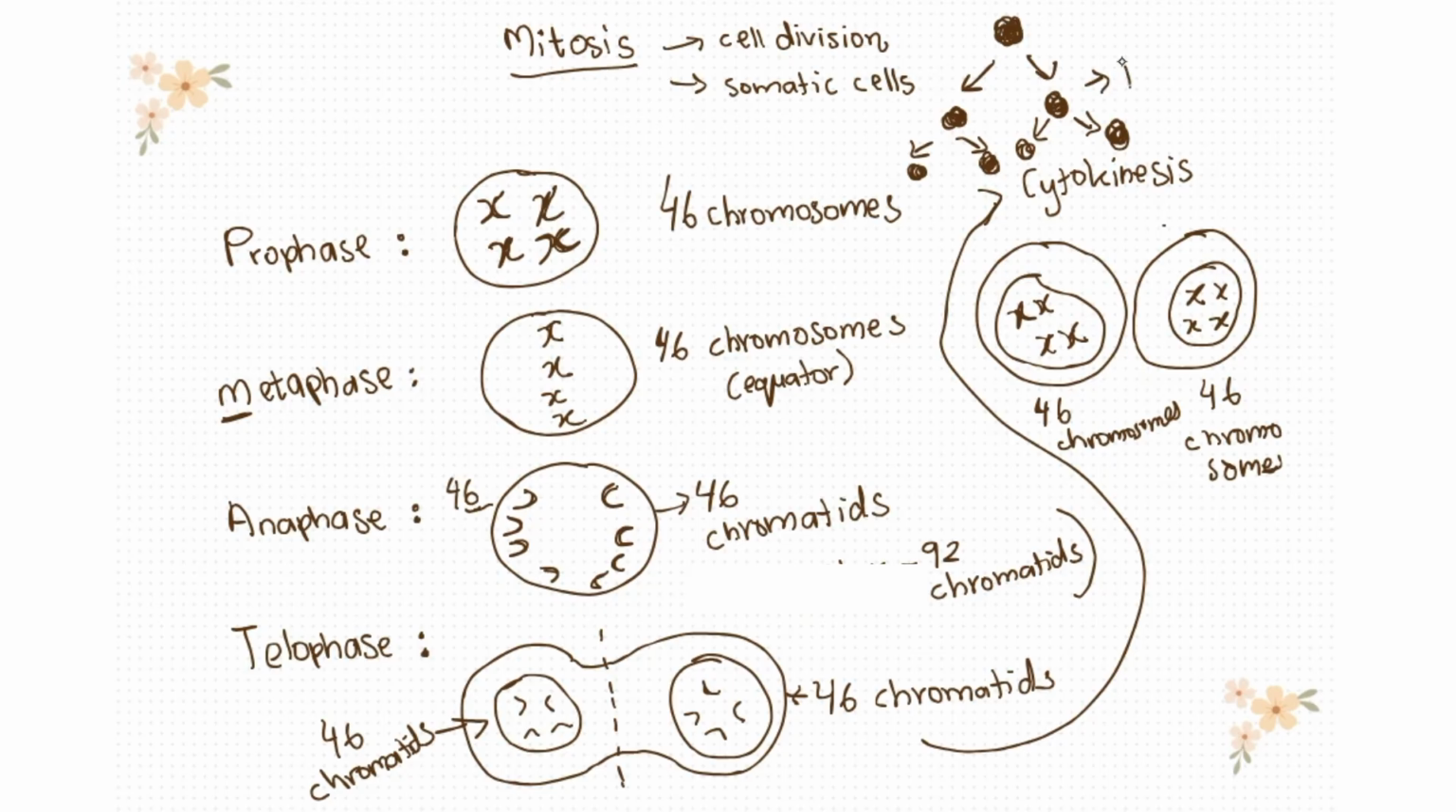I hope this video was helpful. In the next video, we will look at meiosis. And remember, in mitosis, the final product, the 2 cells, are identical daughter cells.